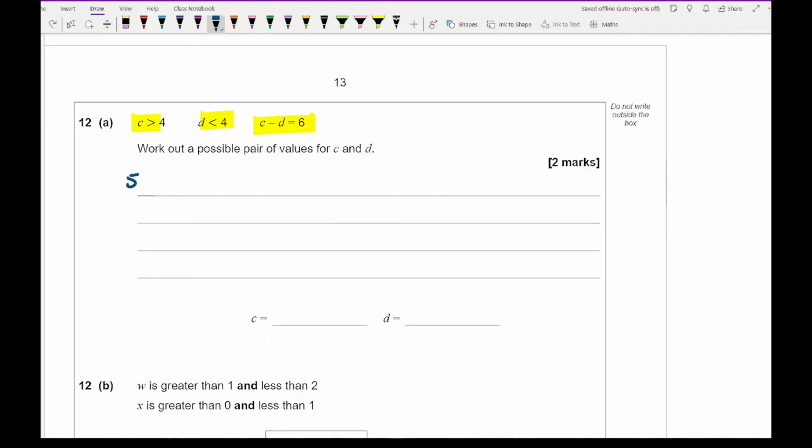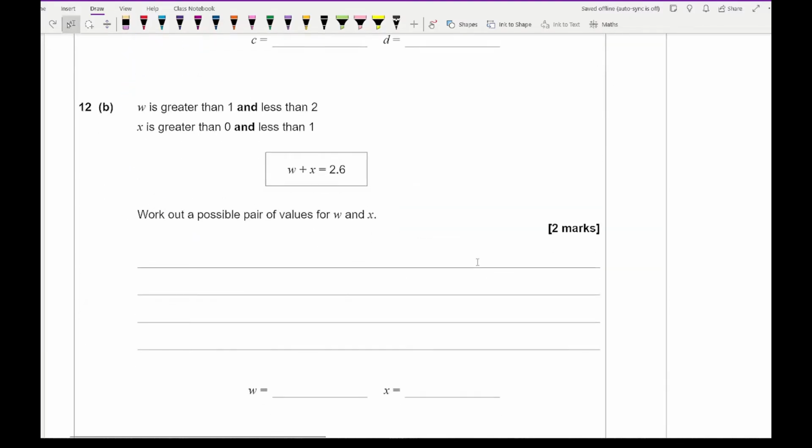So you could have 5, this is for C, this is for D, so you could have 5 and minus 1, 6 and 0. You could have 7 and 1. You could have 8 and 2, 9 and 3. Ultimately, you could have decimal versions. So again, just make sure that you can check your answers. As long as when you subtract D from C equals 6, and that C is a number that's bigger than 4, and D is a number that's less than 4, then that's going to be absolutely fine. So any of those options would be acceptable.